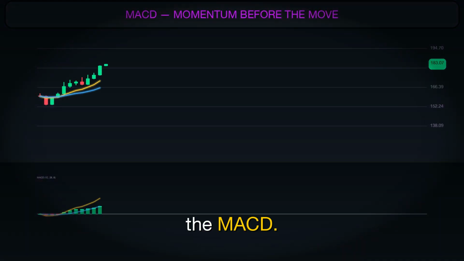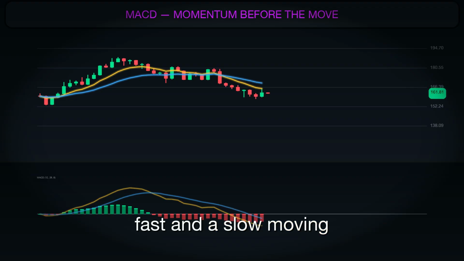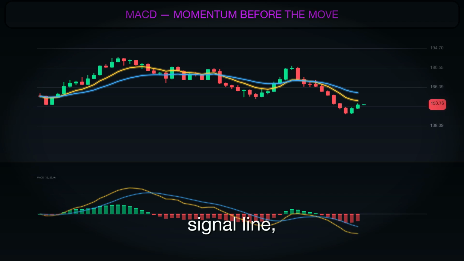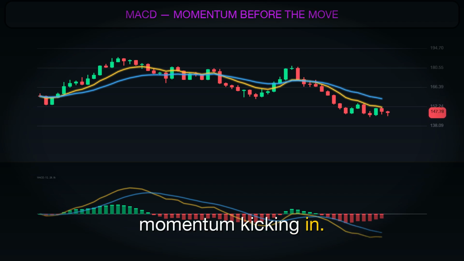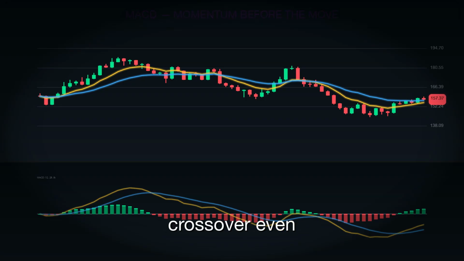Next, the MACD. It tracks the relationship between a fast and a slow-moving average. When the MACD line crosses above the signal line, that's bullish momentum kicking in. The histogram bars show that momentum's strength in real time. Shrinking bars mean the move is losing steam before the crossover even happens.